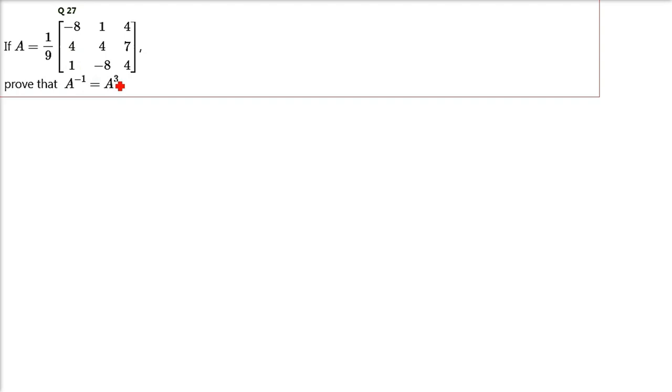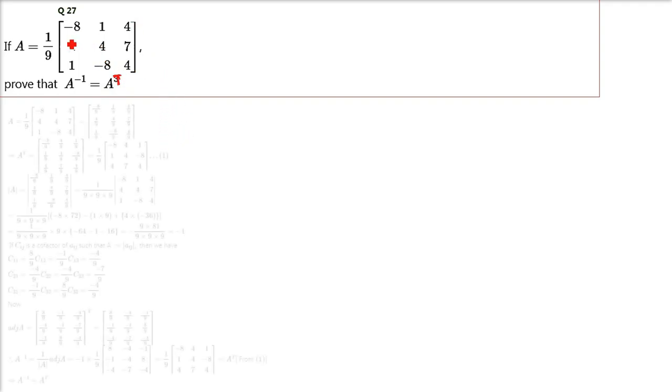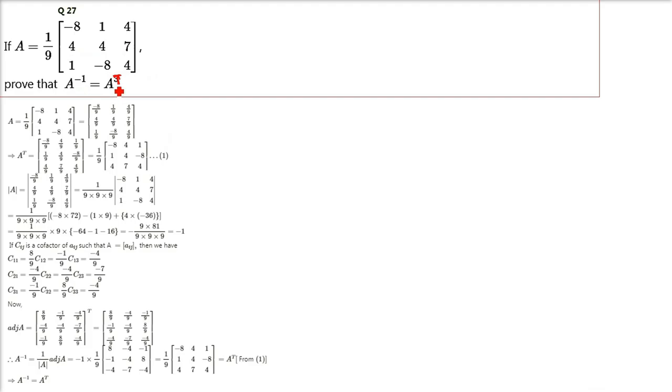Now this question, this is A inverse equals A transpose. A cube also will come. So A inverse we have to find out. And then we have to find out the A transpose. So if this is A, how are you going to find out the transpose?